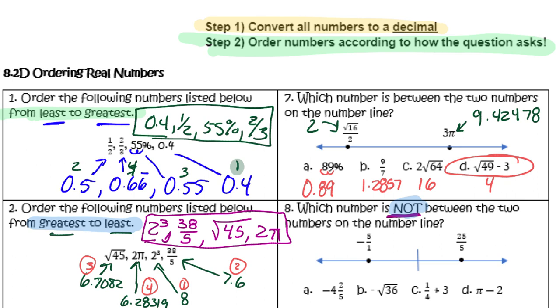So negative 5 over 1. I can stick that into a calculator if I want to, but if not, I just know that's negative 5. And then 25 over 5, 5 goes into 25 5 times. Again, I can just go ahead and use a calculator if I wanted to, or I know that number is 5. But the important part is to write it down.